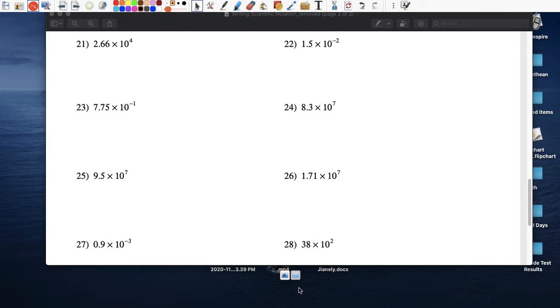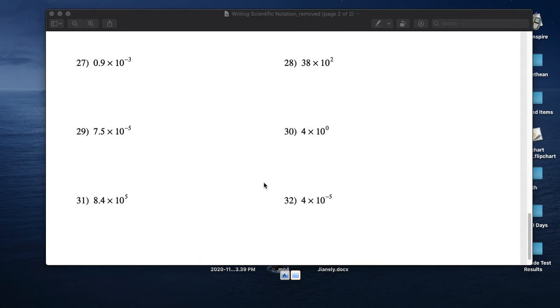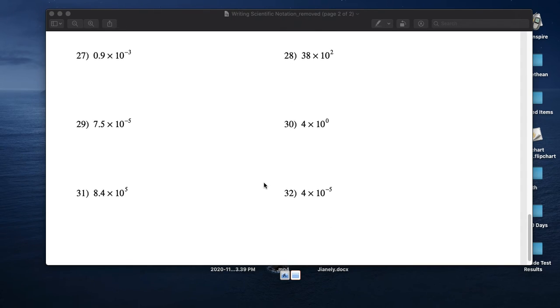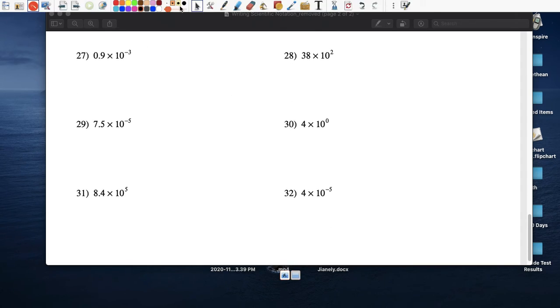Let's go for the next one. 0.9. We're moving this 3 spaces to the left. 1, 2, 3. Placeholders. So my final answer, rewritten nicely, is 0.0009.